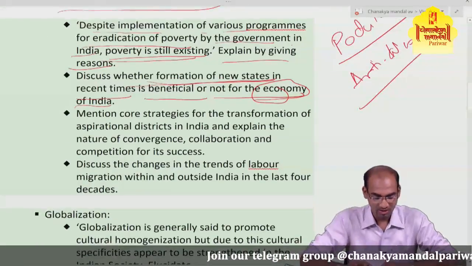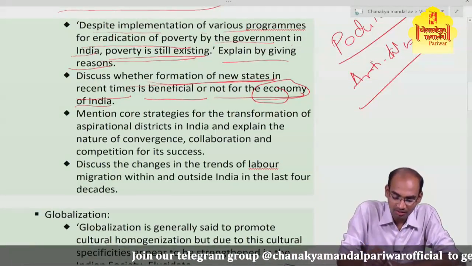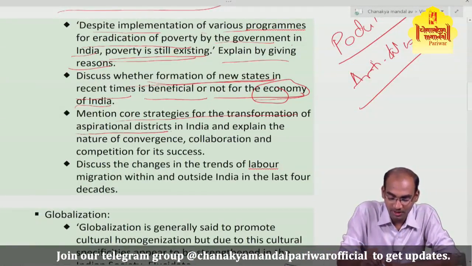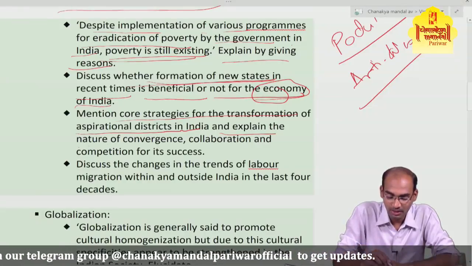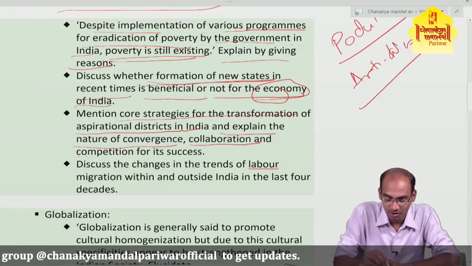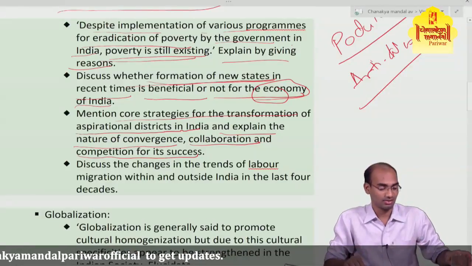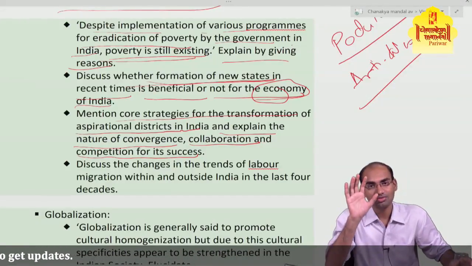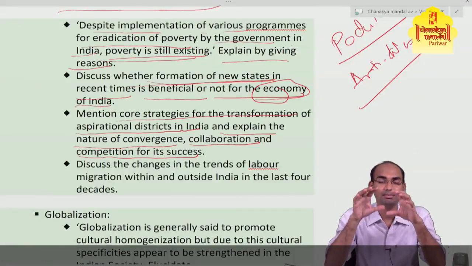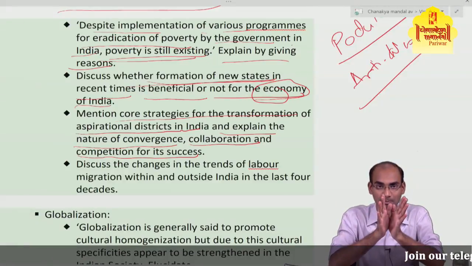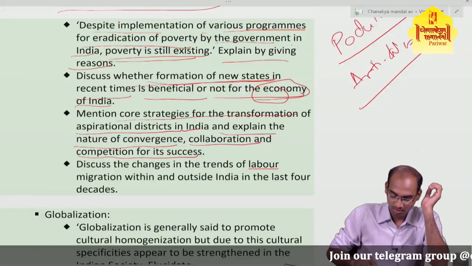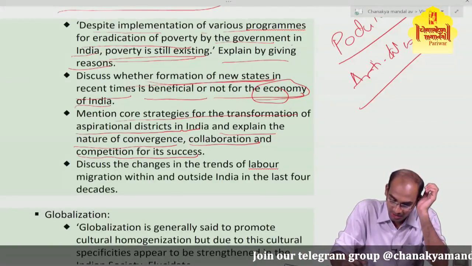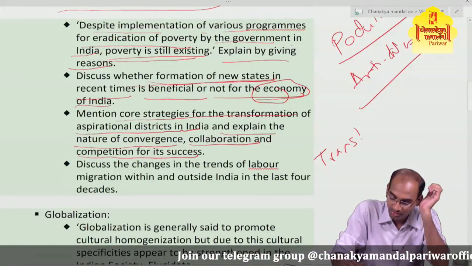Then mention core strategies for the transformation of aspirational districts in India and explain the nature of convergence, collaboration and competition for its success. This question was directly based on the government scheme called the transformation of aspirational districts.